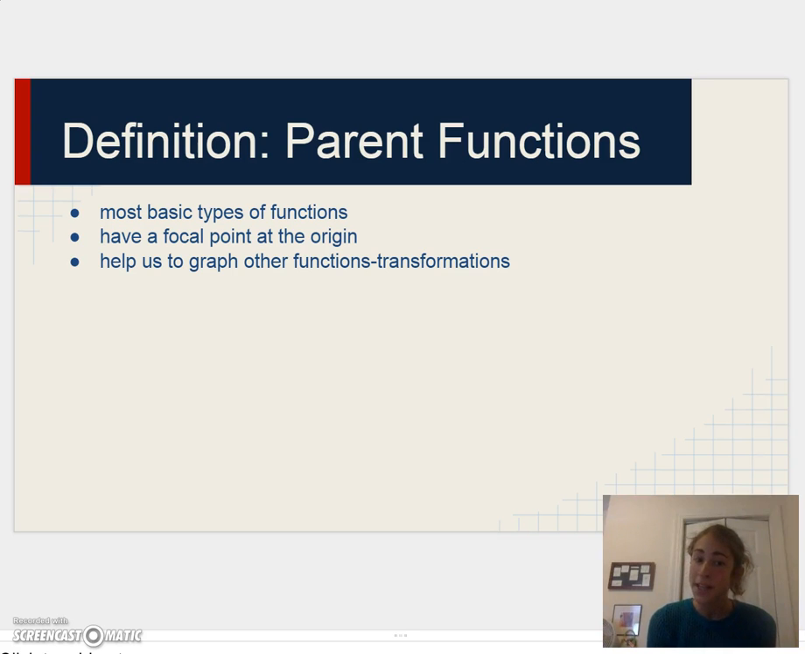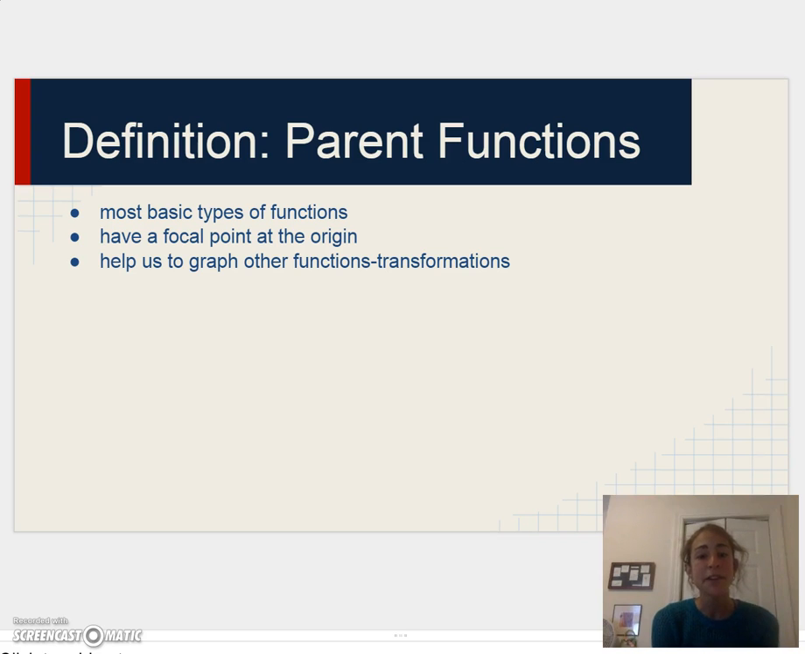The parent functions that we're going to look at have something called a focal point, and the focal point is always at the origin. When we look at the graphs of these, we'll know a little bit better what the word focal point means, but for now, just think about it as a point of reference, something to look for when you see a graph.